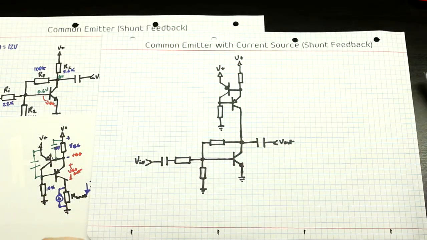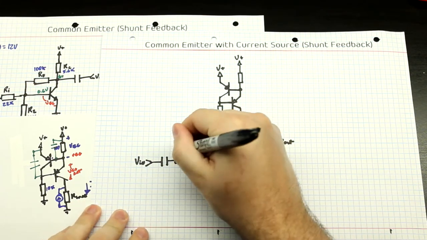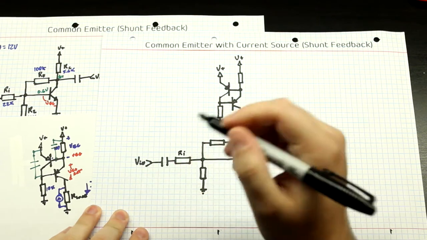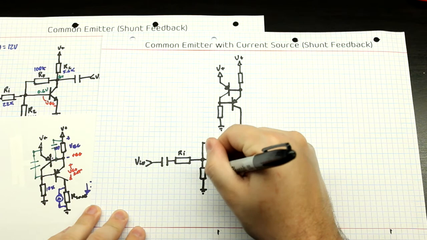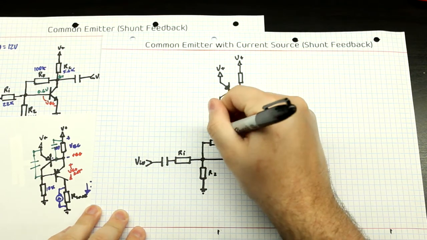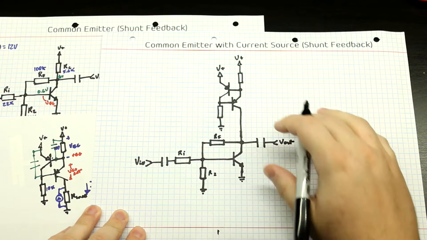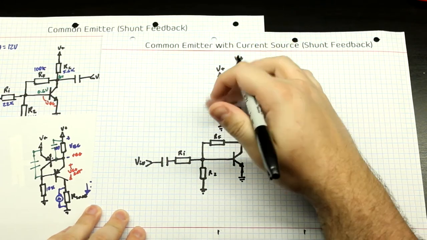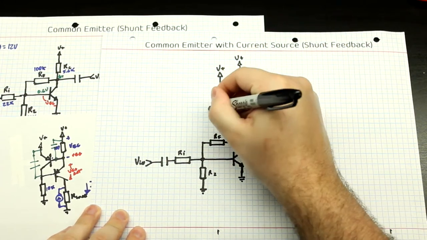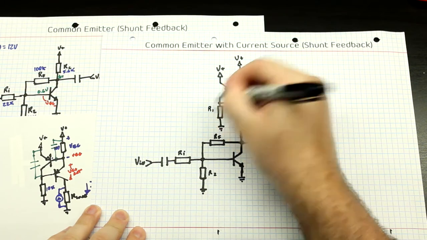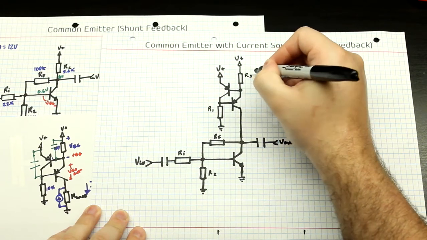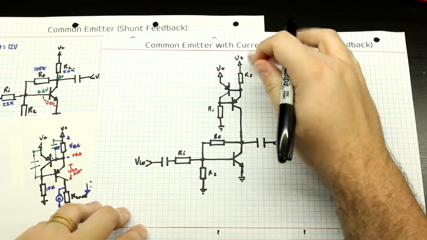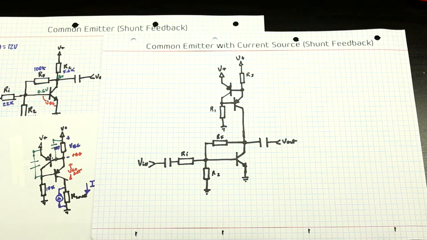Now that we've drawn the circuit, let's just put some component designators here. So we are going to do the same thing as we did before, just for consistency. It's going to be RI, our input resistor. We're going to have R2 here. We're going to have our feedback resistor as RF. This, we're just going to leave blank. Let's just call this, in this case, R1. Then we are going to have our RS here, which is going to be the resistor that's going to set the current through this whole stage.